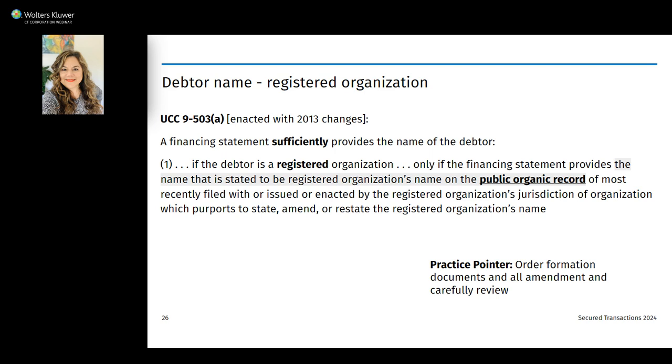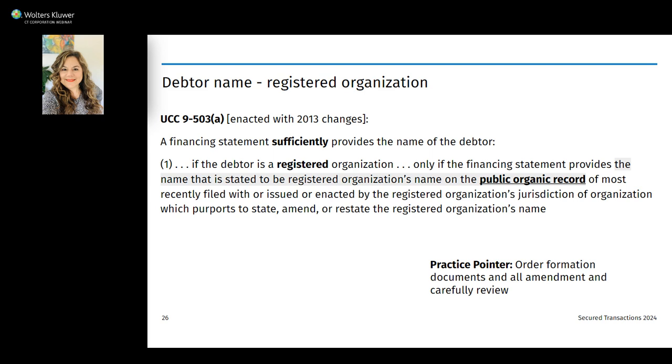What do we mean by this? We really mean that you can't rely on a certificate of good standing. It's a good practice to go ahead and order the public formation documents from the state, as well as all amendments with the corporation. We're talking about the articles of incorporation or organization or the certificate of formation for an LLC. It has to be, again, those original documents. Just think organic is original. And for a non-registered entity, it would be the document required to create the entity.